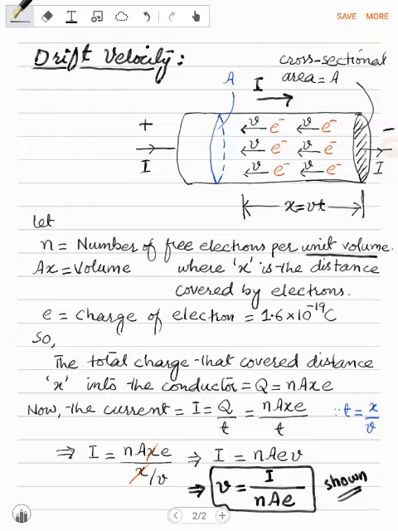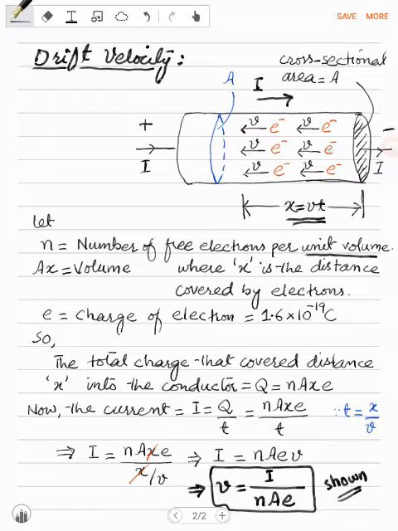So these electrons are traveling a distance x in this conductor from right to left. We can use the simple equation of kinematics to find that distance, because these electrons have the drift speed v, and they will take time t to cover that distance x. So distance can be calculated as x = vt.